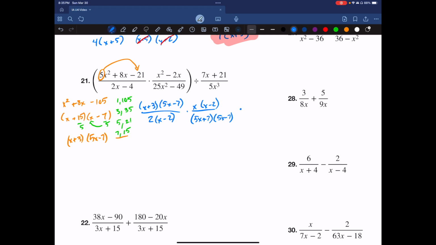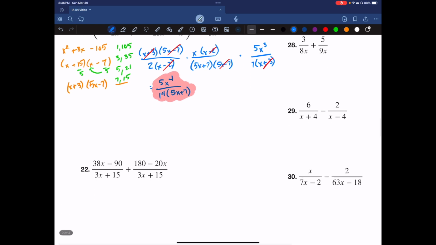Okay, so times, and this one I have to flip. So 5x cubed, and pull out 7, and it's going to be x plus 3. Okay, so I can get rid of the x plus 3s, x minus 2s, 5x minus 7. Let's see, and I think that's all I can get rid of. Yep. So I got an x and a 5x cubed on top, so that's going to be 5x to the fourth. I have a 2, 5x plus 7 is 7. That's going to be 14 times 5x plus 7. Okay, and that's it for that one. A lot going on there.